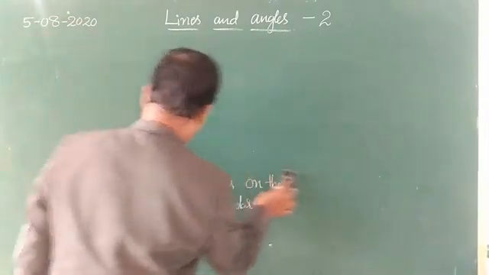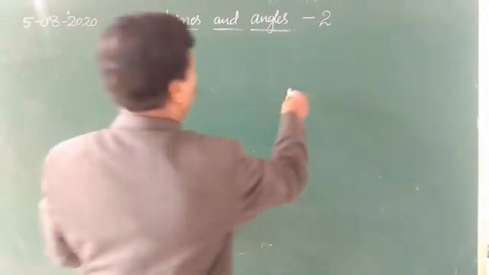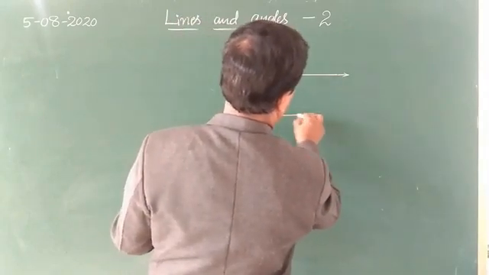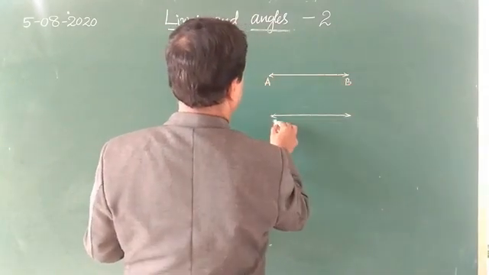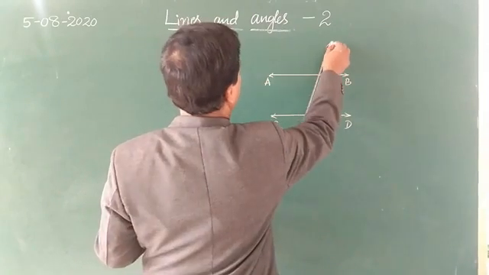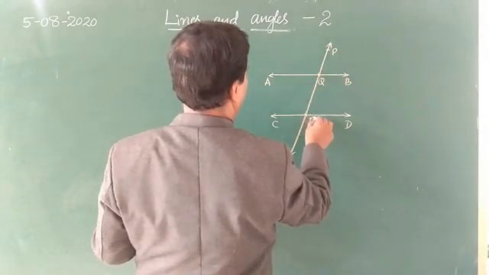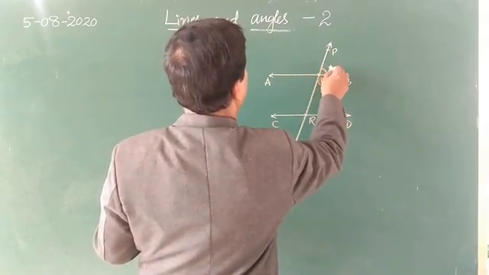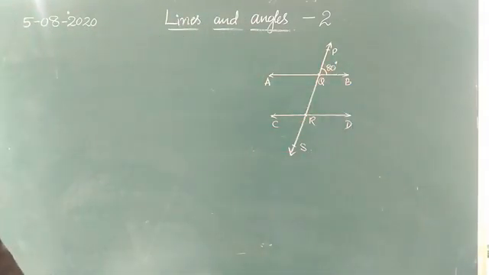So in that, here is A, B, C, D. Here is the transversal P, Q, R and S. Now, for example, if this angle is 80 degrees, only one angle is given.